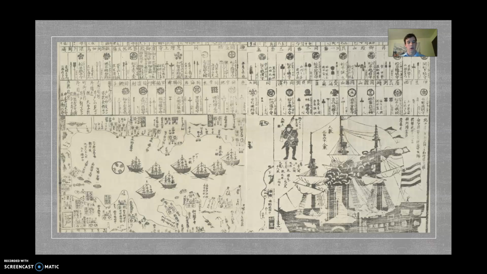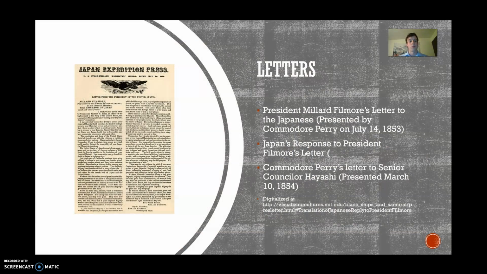In addition, I also found 3 different letters. One was from President Fillmore, his letter to Japan, which is what was originally delivered to the Japanese emperor in Commodore Perry's ultimatum. Then you have their response, and then you have another letter by Commodore Perry to the senior counselor Hayashi, which was presented on March 10th of 1854. I think using letters and then having images to back them up and using them together is a really good way to help facilitate this kind of analytical discussion that you can have in your classes.